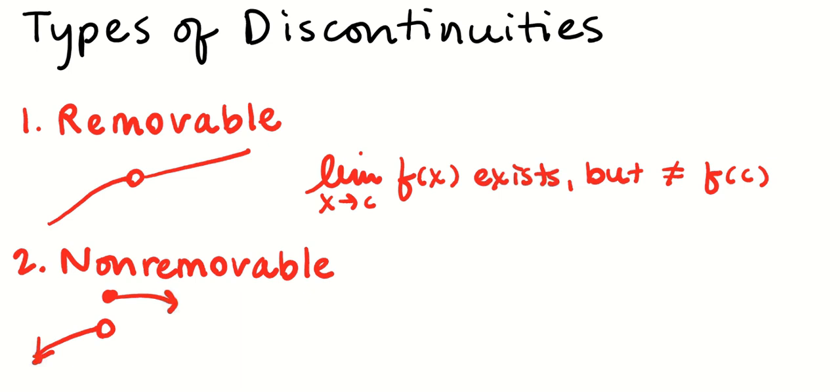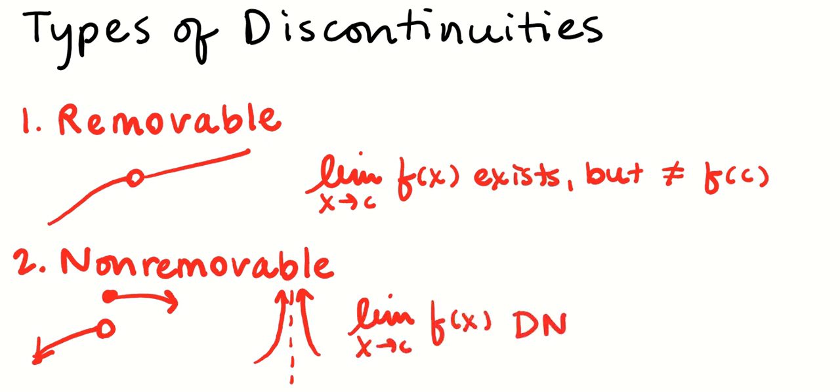That's a jump discontinuity. It's non-removable because the limit doesn't exist, right? The limit as x approaches this x value, that doesn't exist. Okay. Another one would be a vertical asymptote. Okay, maybe like that. Or even if they were both going up. Okay, the limit as x approaches c of f of x fails to exist, and that's the hallmark of a non-removable discontinuity.